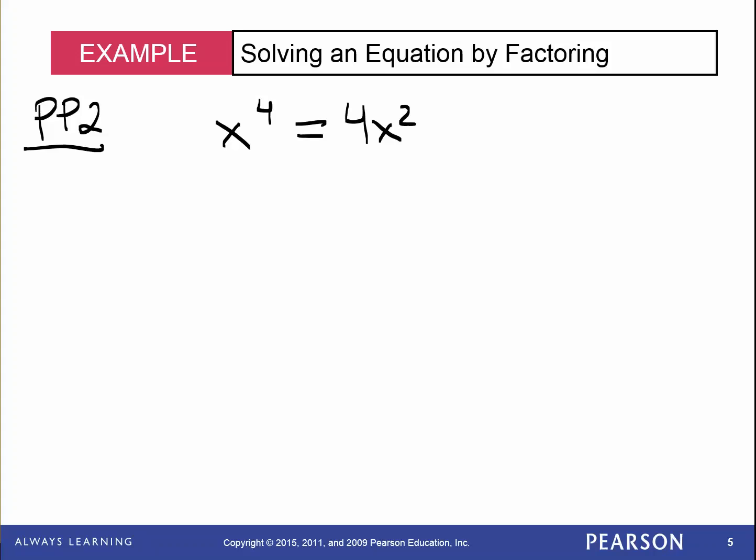All right, when factoring, we did cover this in 1.2. When factoring, we do want to move everything over to set equal to 0. And then from there, I think you guys should know exactly what to do here.